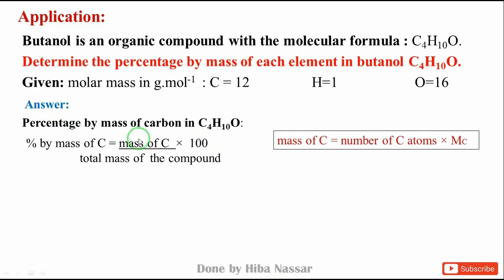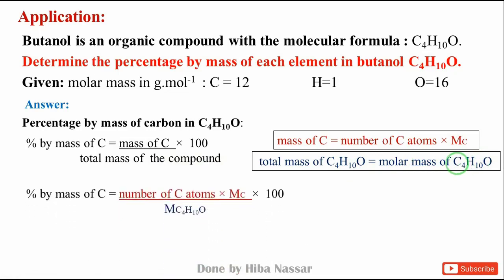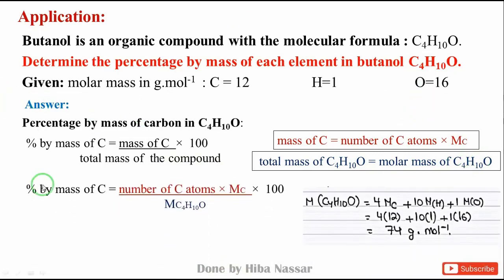For the mass of carbon, it is equal to the number of carbon atoms, which is 4 here, times the molar mass for carbon, while for the total mass of this compound we will consider that it's equal to the molar mass of this compound. Now we can say that percentage by mass of carbon is equal to the number of carbon atoms times molar mass divided by molar mass of this compound times 100.